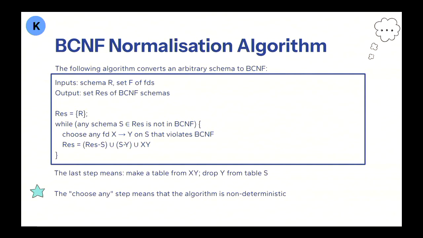So the last step in this algorithm means we can make a table out of the functional dependency that violates BCNF and drop the right hand side attributes from the original table. So why don't we drop the left hand side? Because we need to keep the left hand side in the original table to make sure that there's overlap between the two new tables. Overlapping is important to keep the connections. So that's why we only drop the right hand side. And of course, this choose step can be done in any order, so the ordering doesn't matter here.